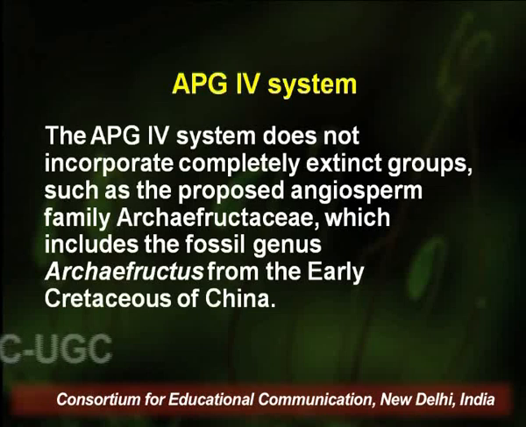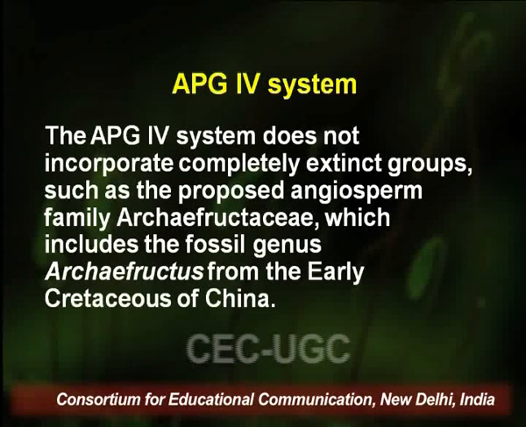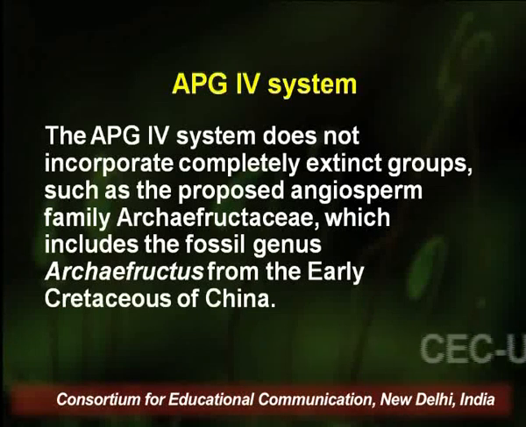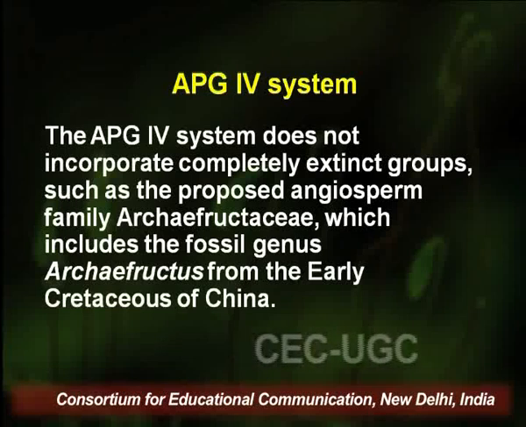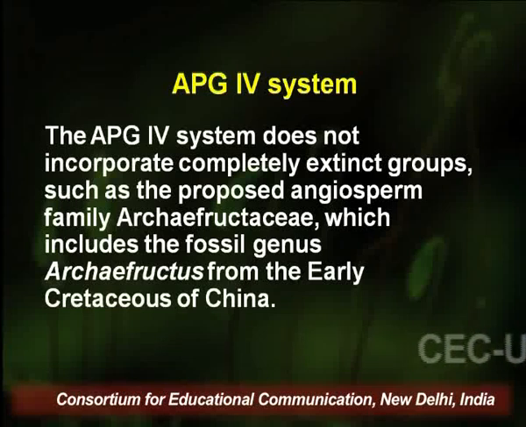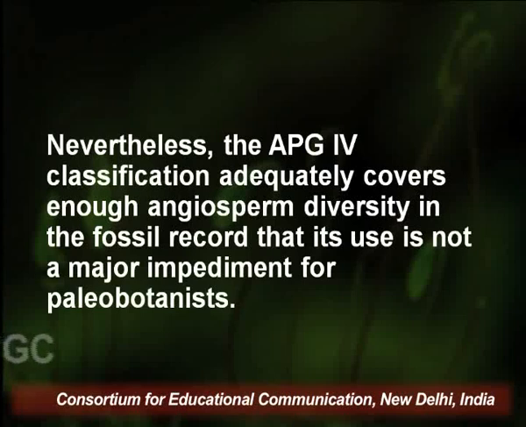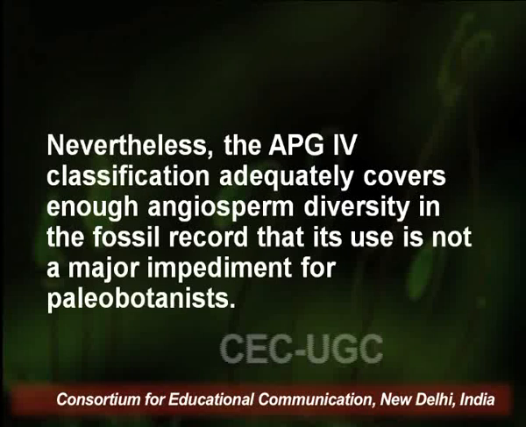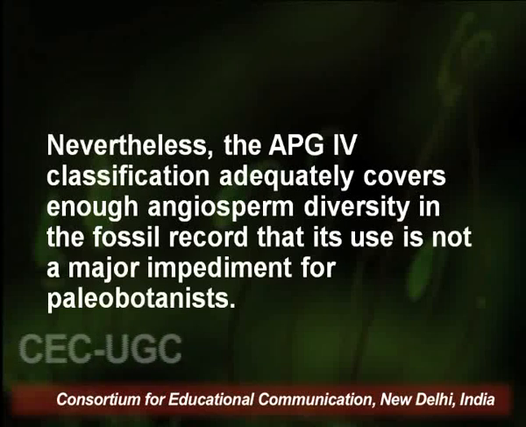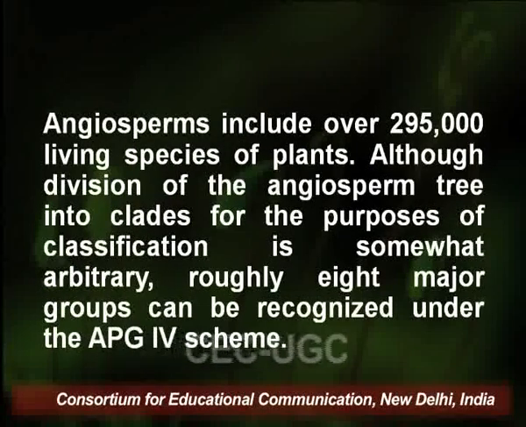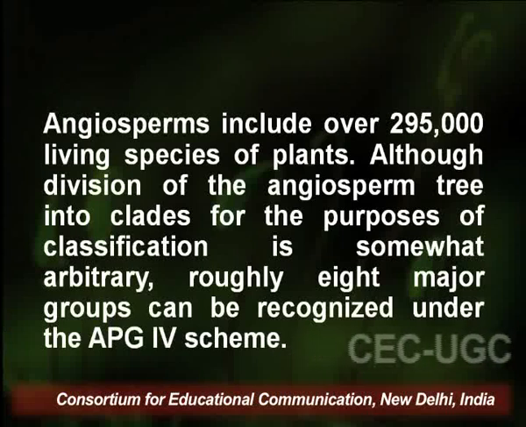Now, the APG4 system does not incorporate completely extinct groups such as the proposed angiosperm family Archaefructaceae, which includes the fossil genus Archaefructus from the early Cretaceous of China. Nevertheless, APG4 classification adequately covers enough angiosperm diversity in the fossil record that its use is not a major impediment for paleobotanists. Angiosperms include over 3 lakh living species of plants.